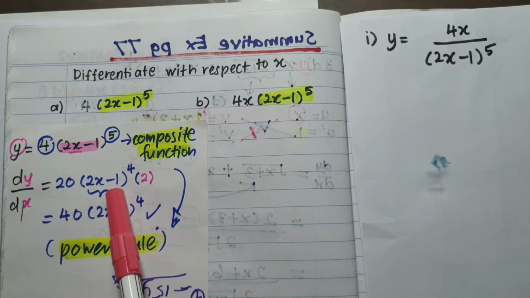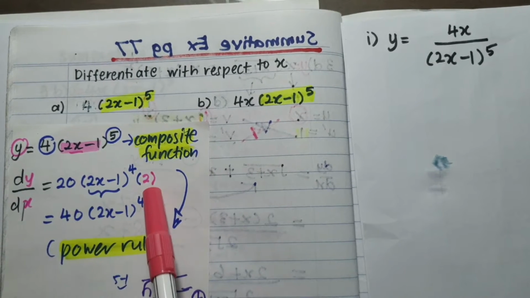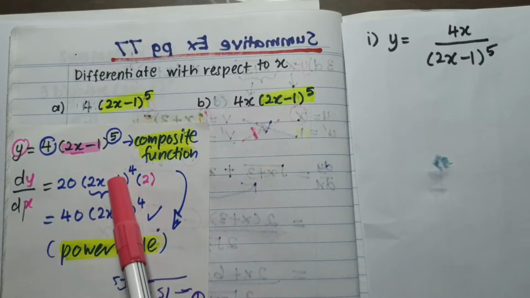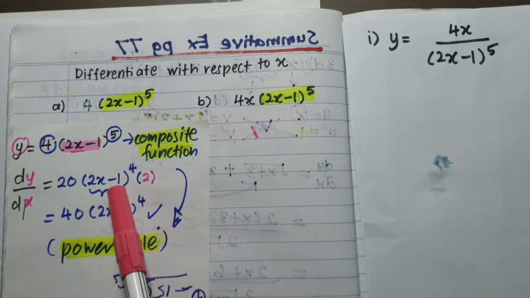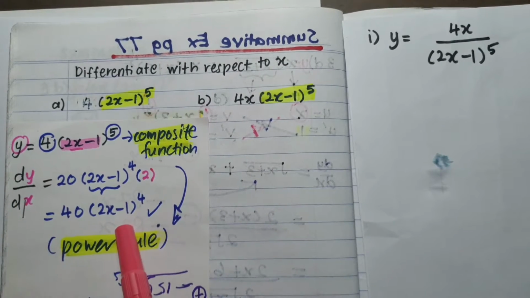Differentiation of any constant is 0. I explained already how we get 2 here and why differentiation of a constant is 0. Then you simplify and you get this answer. So this is known as the power rule.